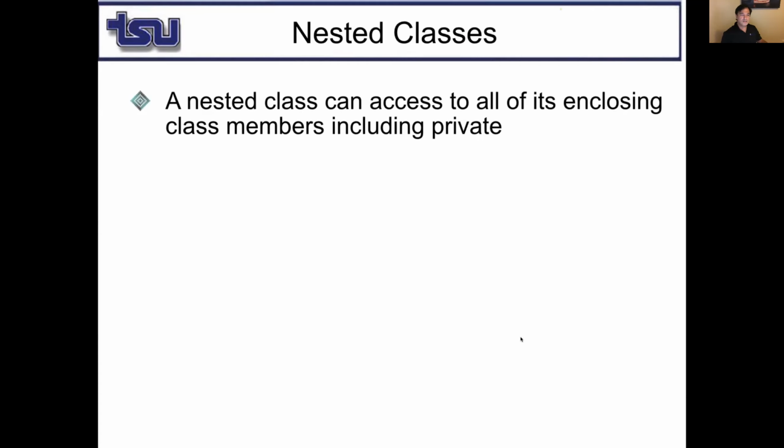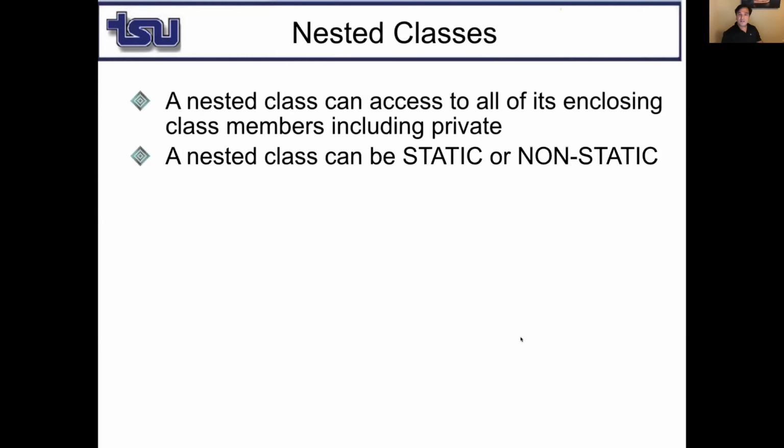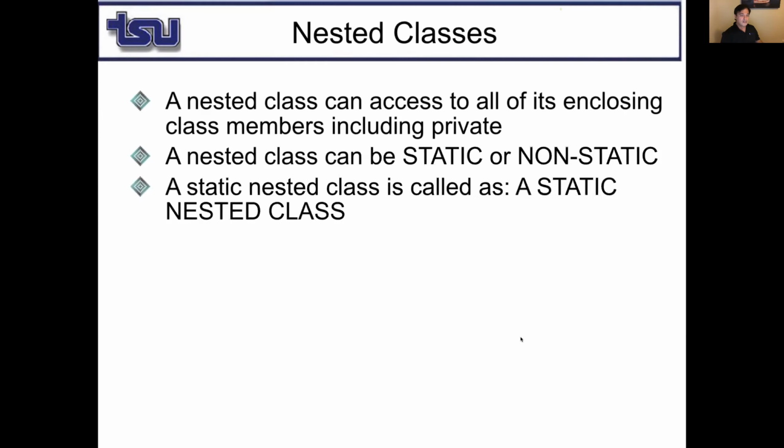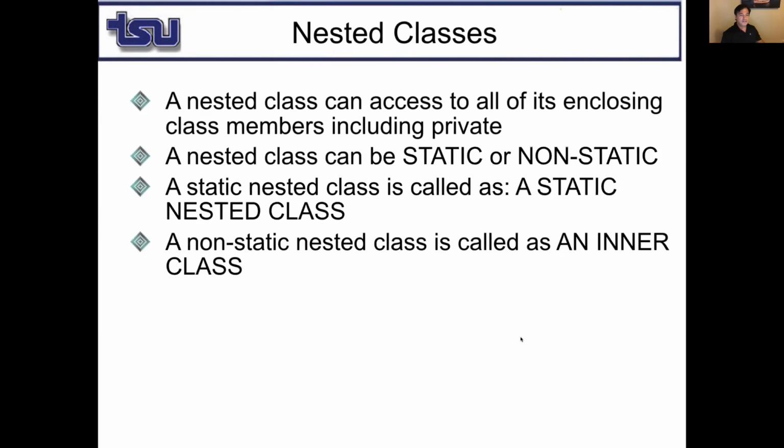Think about a method defining a class. That method can access all of the data members of the enclosing class, including private, right? So similarly, a nested class can access all of its enclosing class members. That includes private. A nested class can be static and non-static, similar to methods. Methods can be static or non-static. If a nested class is static, it is called just like that, a static nested class. However, a non-static nested class has a special name, which is an inner class, okay? Static is a static nested class, non-static is an inner class.